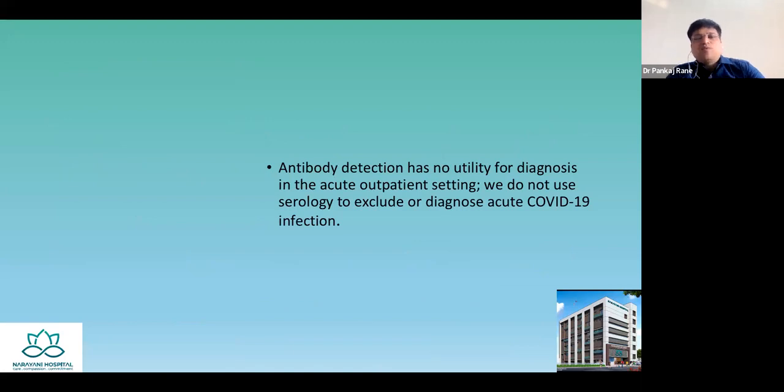Few slides about this antibody detection. जी आपण सार्स अँटीबॉडी जी आयजीजी डिटेक्ट करतो, has got no utility for diagnosis in acute outpatient setting. म्हणजे अॅक्यूट इलनेस मध्ये अँटीबॉडी डिटेक्शनला काही व्हॅल्यू नाहीये. So we do not use serology to exclude diagnosis of acute COVID-19 infection. पण सिरोलॉजी आपण कधी वापरू शकतो?